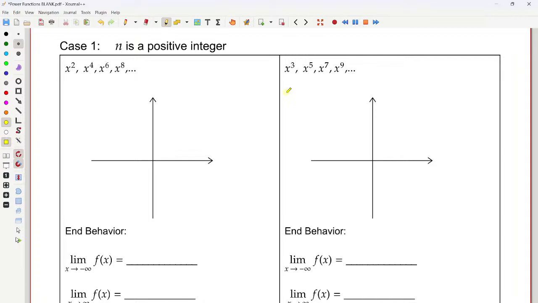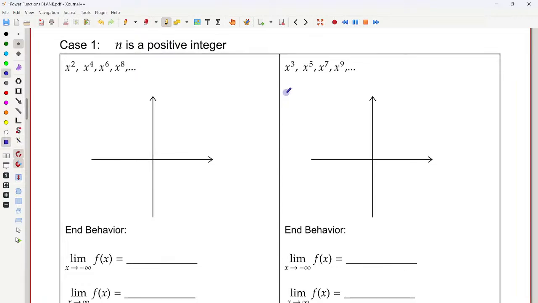Power functions: x squared, x to the 4th, x to the 6th, x to the 8th. These all fit a very nice family. They're all positive exponents. They're all even exponents. They don't contain any decimals or fractions. So we call those positive integers, even positive integers. And we know one of them, so it turns out we know a lot of them.